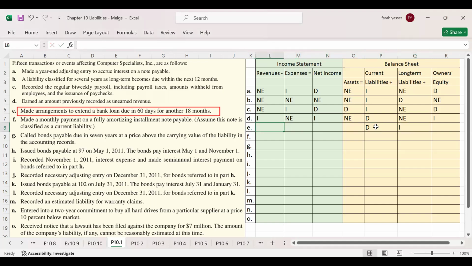There is no impact on income statement, no impact on asset and owner's equity.